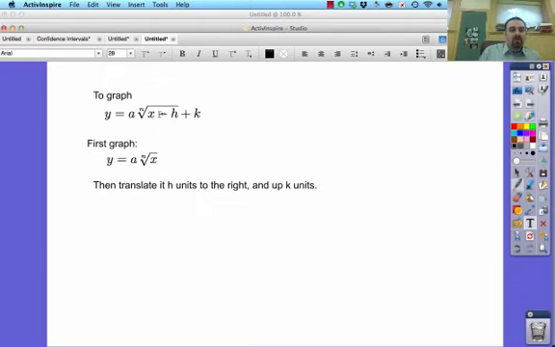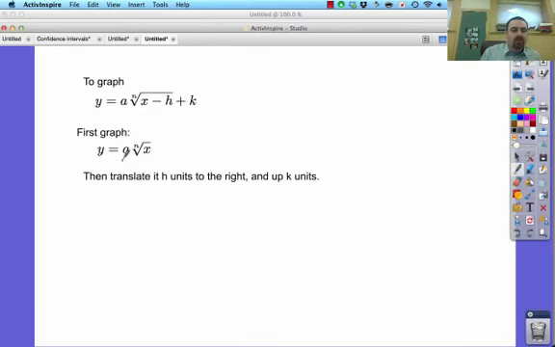And underneath the radical, I have x minus a number, or really x plus a number would work too. And outside that radical, I have adding a number. If I want to graph that, all I really need to do is graph the function without the adding and subtracting, okay, and then move it h units to the right and up k units. Now remember, if we have x minus h, we move to the right. If we have x plus h, we move to the left. For k, it goes the way you think it should. If it's a plus k, I go up, and if it's a minus k, I go down. Okay. So h and k work opposite from one another.